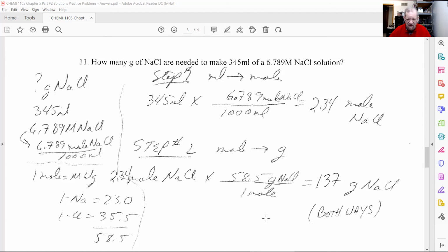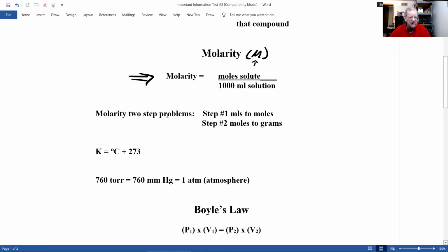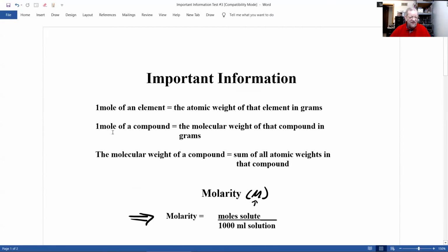And if we go to important information, test number 3, molarity two-step problem. Step 1, milliliters to moles. Step 2, moles to grams. Hopefully I'll remember how to do step 2 from test number 2, because you're going to need it in test 3. In case you forgot, 1 mole of a compound equals the molecular weight of that compound, and the molecular weight of that compound is the sum of all atomic weights.